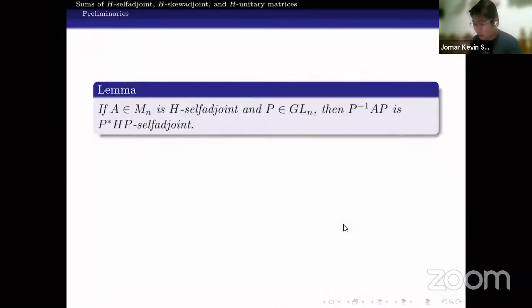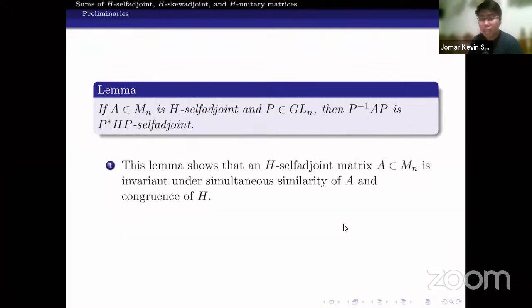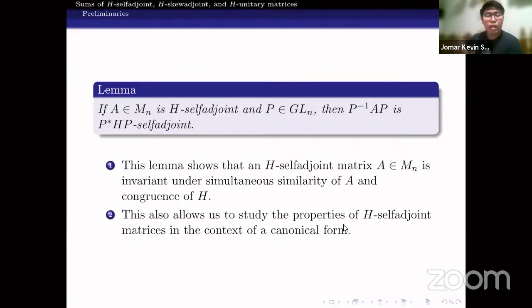Okay, so now, simulan na natin yung pag-prove dun sa goals natin. No? We start with the following lemma. If A is H self-adjoint and P is non-singular, then P inverse AP is P star HP self-adjoint. So this lemma shows that an H self-adjoint matrix A is invariant under simultaneous similarity of A and congruence of H.